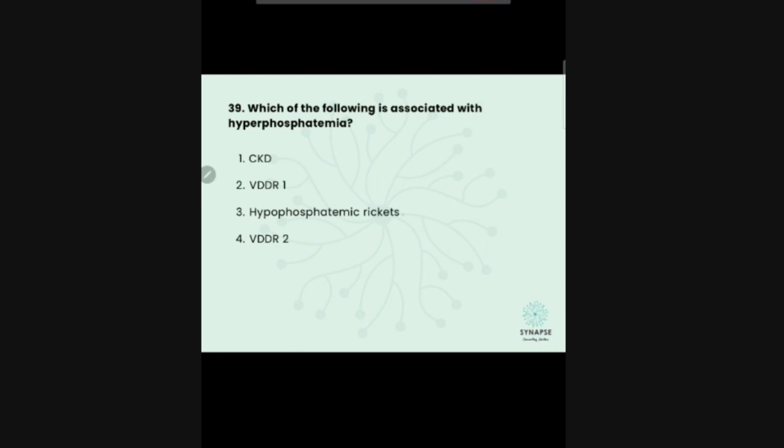Vitamin D dependent rickets type 2, hypophosphatemic rickets, vitamin D dependent rickets type 1, CKD. Nothing but CKD. CKD is the etiology of rickets that is associated with hyperphosphatemia. Hyperphosphatemic rickets, CKD. Never forget.